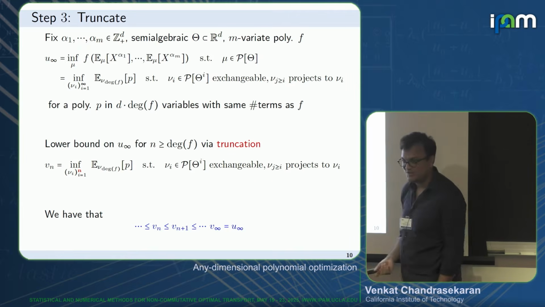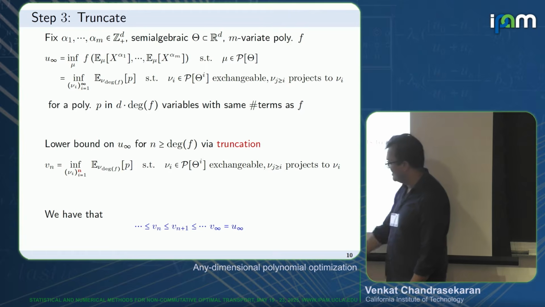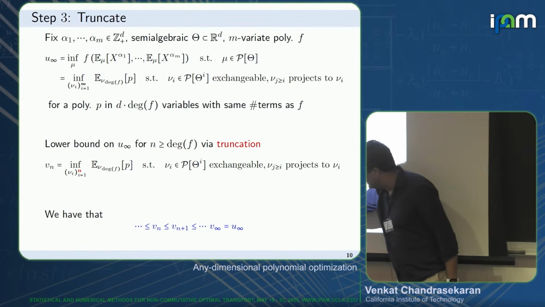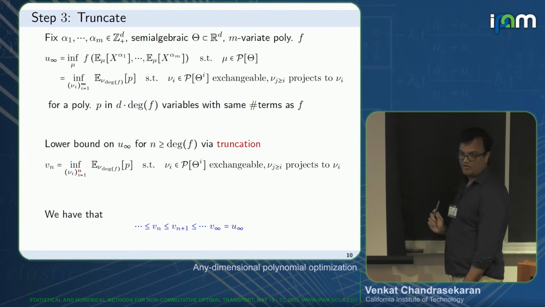And this was sort of an assertion, I haven't proven that this is a polynomial optimization problem yet, but we have a sequence of lower bounds that as n grows large will yield a limit that's actually equal to U_infinity. It's the sequence from below.